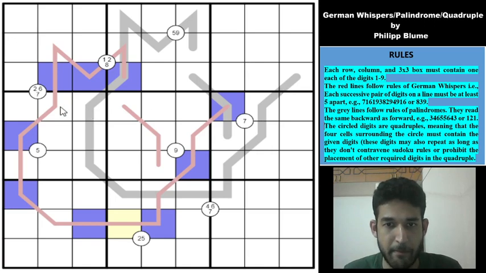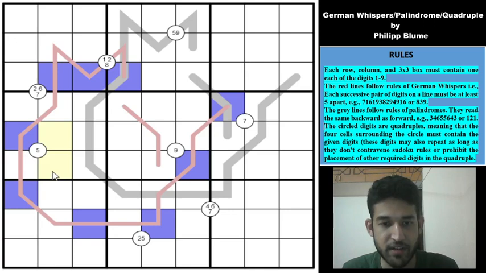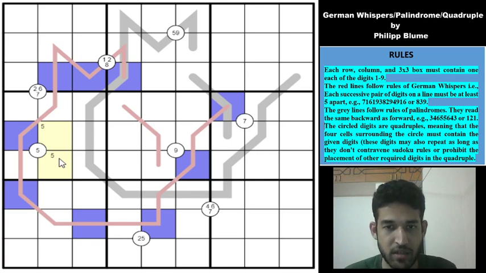So let me start with the 5s. I know that the 5s can never be on a German whisper line, right? So let me see if I'm able to get something out of that. Okay, there is a quadruple clue 5 here, which means these 4 cells must have a 5 in them, at least one of the 4 cells. So which means that 5 has to be in these 2 cells, right? Because 5 cannot be on a German whisper line, so 5 has to go here.